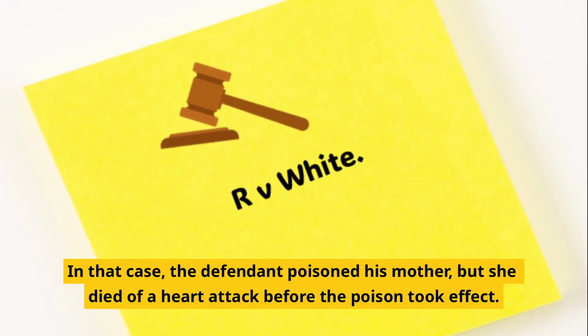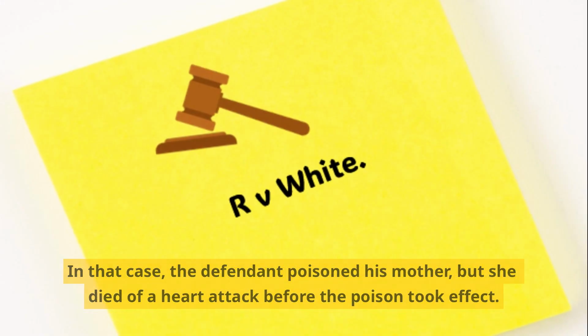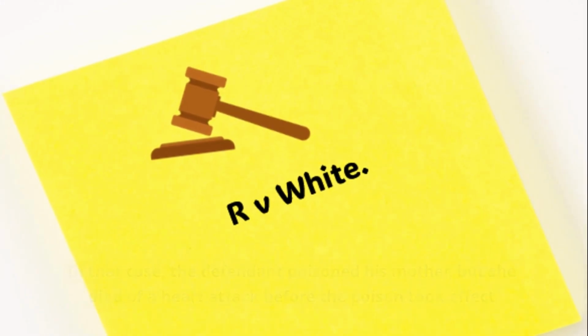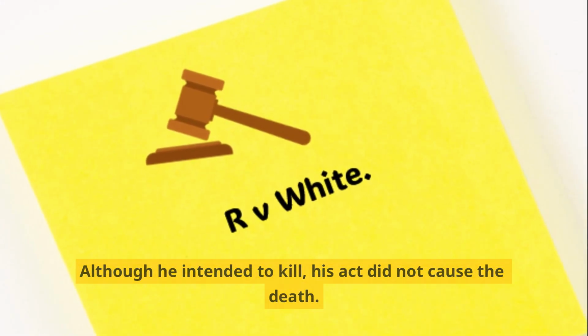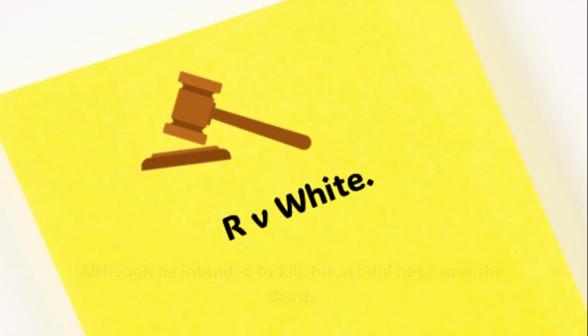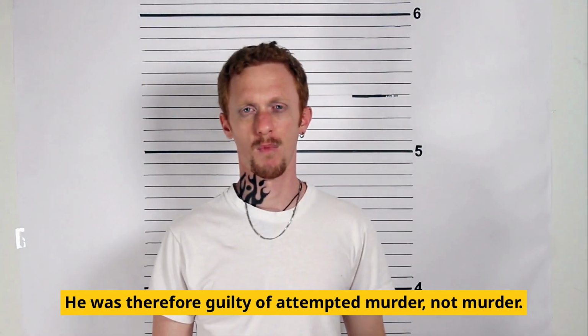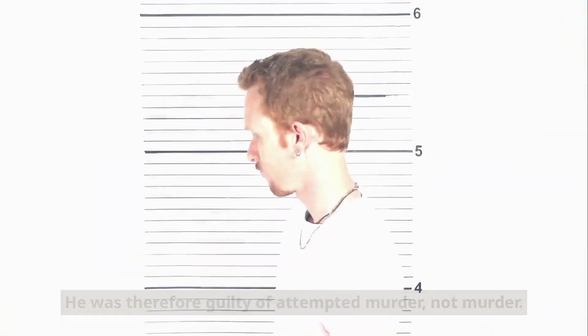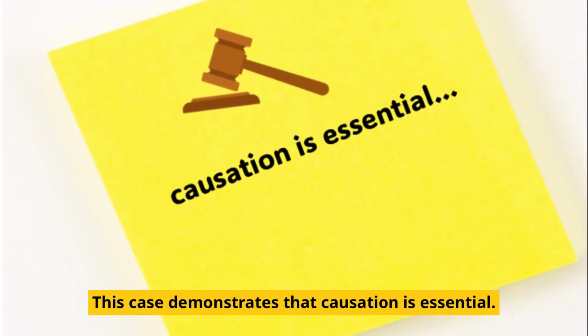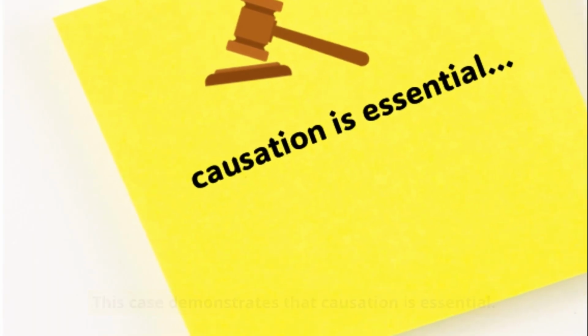In that case, the defendant poisoned his mother, but she died of a heart attack before the poison took effect. Although he intended to kill, his act did not cause the death. He was therefore guilty of attempted murder, not murder. This case demonstrates that causation is essential.